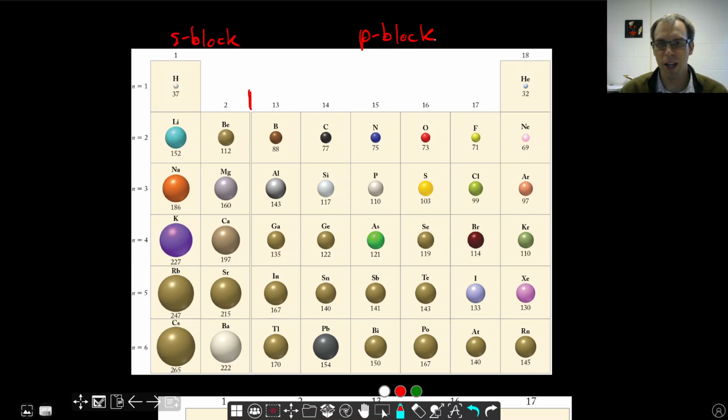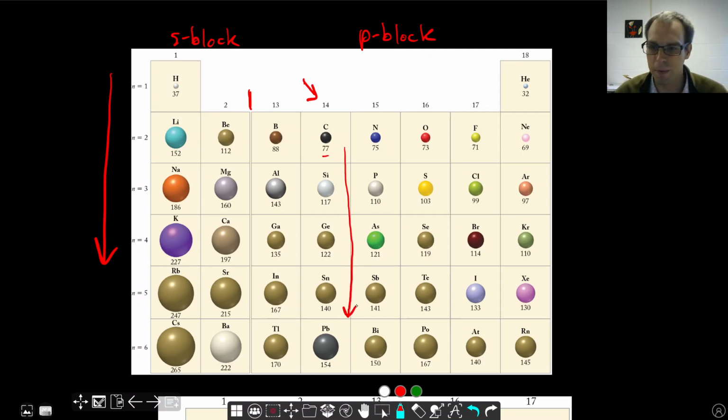As we go from top to bottom down the periodic table, there's a pretty clear trend in atomic size. If we look at a particular column, say column 14 here, carbon has an atomic radius of about 77 picometers, and as we go down, that keeps getting bigger and bigger until we get down to lead, which has the largest value. That trend holds pretty well, with some exceptions. There's something weird going on with aluminum here. But for the most part, the atoms get bigger as you go down the periodic table.